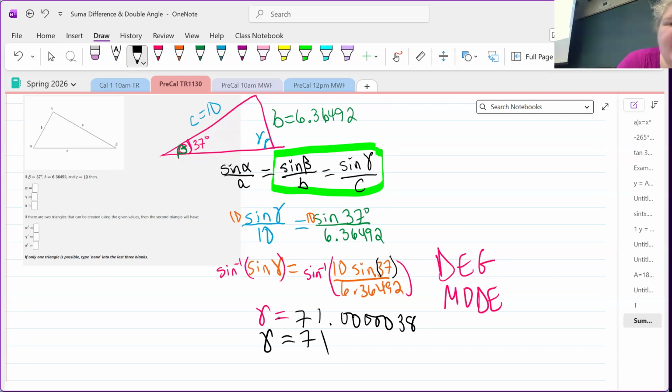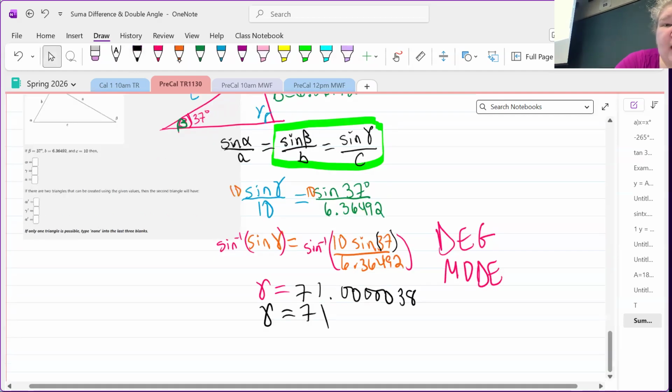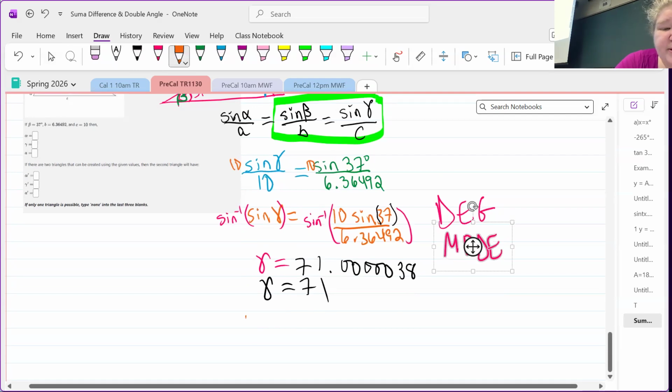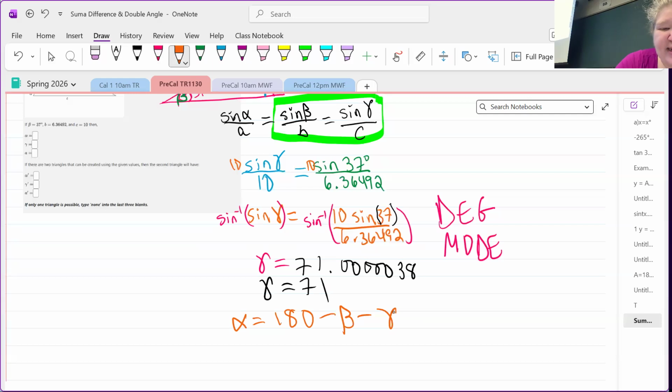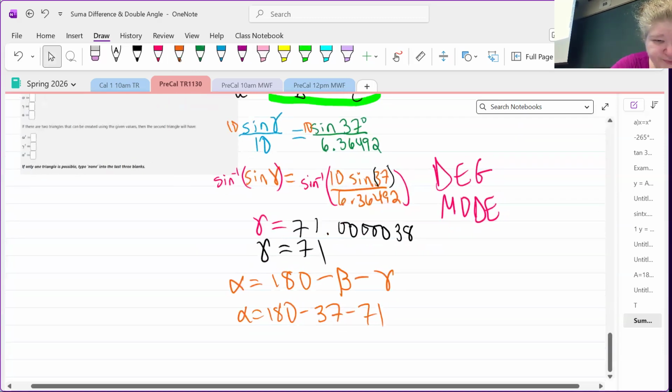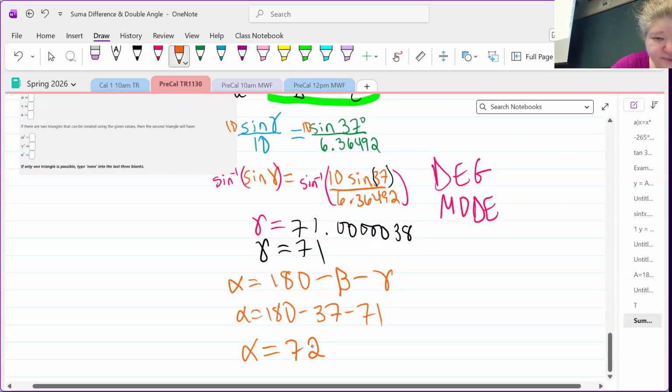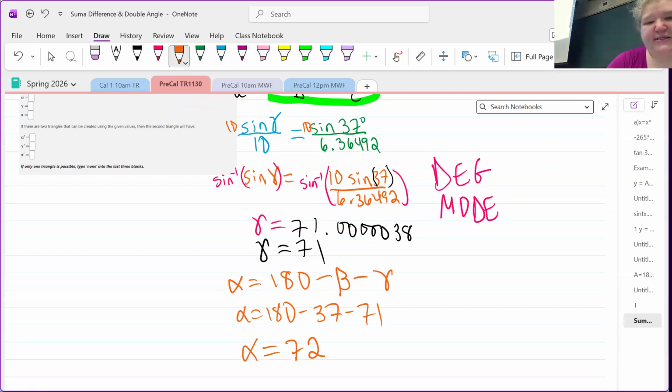So now that I know gamma, now I can backtrack and figure out alpha, because I also know beta. So alpha has to be 180 minus beta and minus gamma. So 180 minus 37 and minus 71 is 72. All right, so I figured out gamma, I figured out alpha. Now I just need to figure out side A.